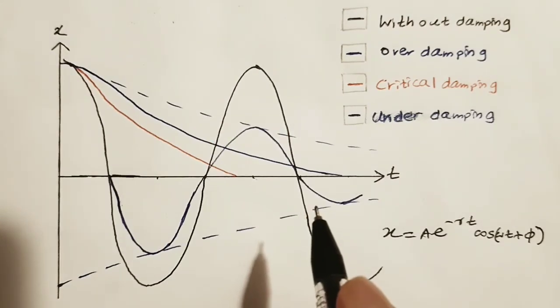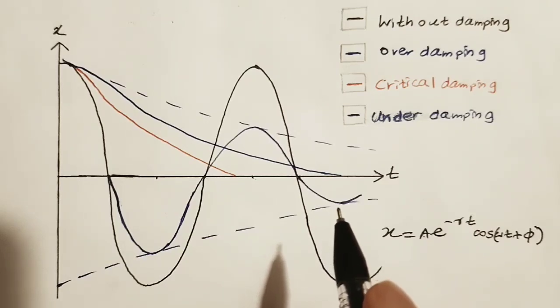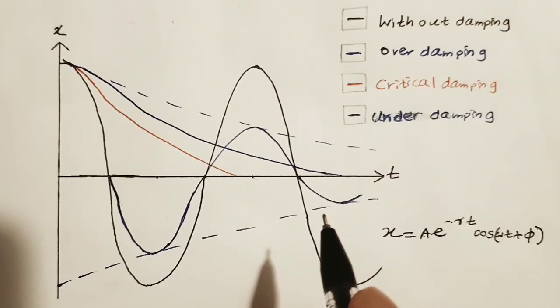The curves as shown here will give us the without damping, overdamping, critical damping and underdamping situations. So this is it for damping.